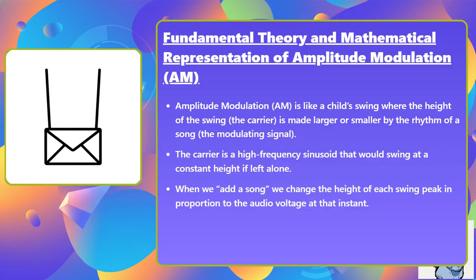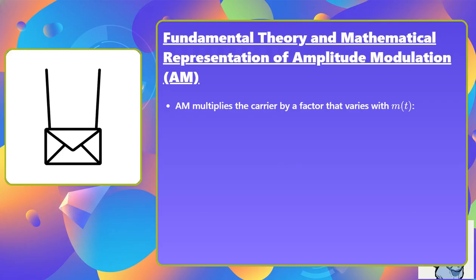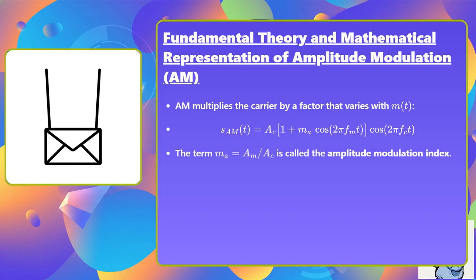Mathematically, the carrier is c(t) = A_c cos(2π f_c t). The audio or baseband signal is m(t) = A_m cos(2π f_m t) for a single tone example, where f_m is much lower than f_c. AM multiplies the carrier by a factor that varies with m(t). s_AM(t) = A_c [1 + μ cos(2π f_m t)] cos(2π f_c t). The term μ = A_m / A_c is called the amplitude modulation index.